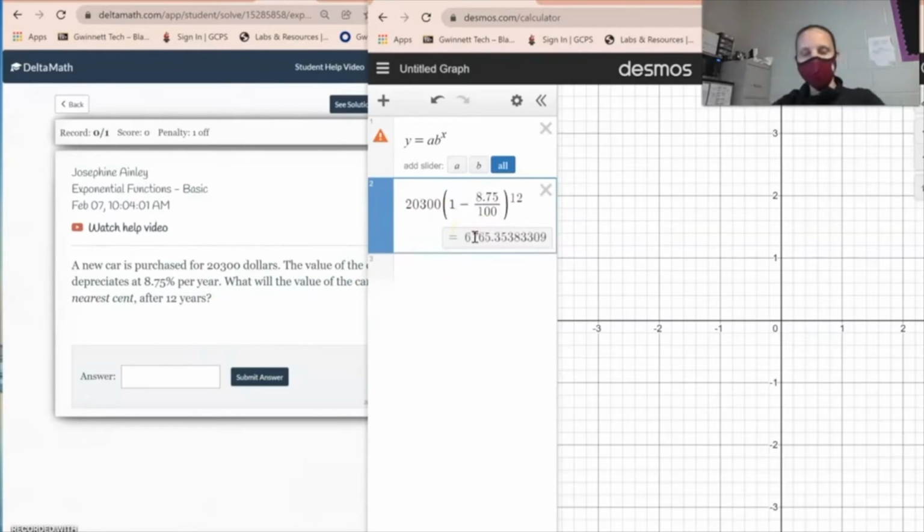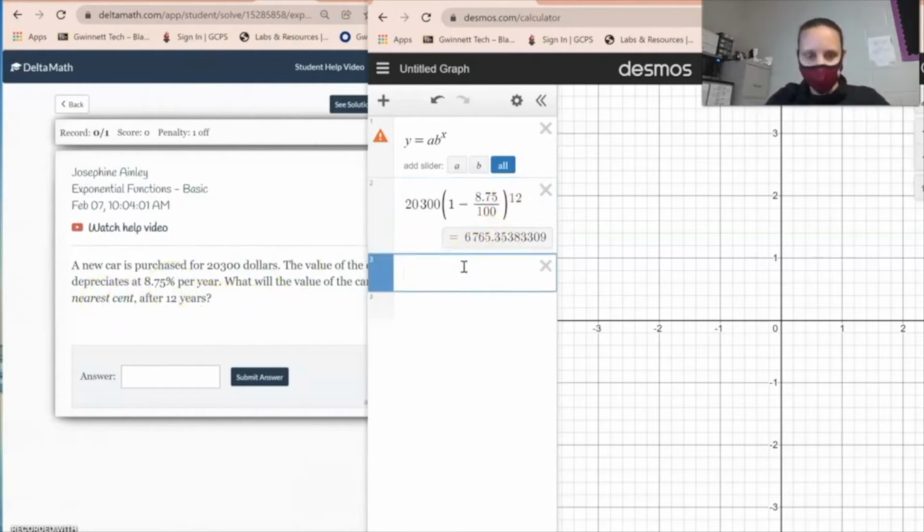All right, if it's compound interest, you'd use a completely different formula. So this is my answer to the nearest cent. Remember, cents is like 25 cents or whatever, right? So you have 6765 point, and I'm going to write three numbers, 3, 5, and then 3. So cent means I just need two numbers, right?